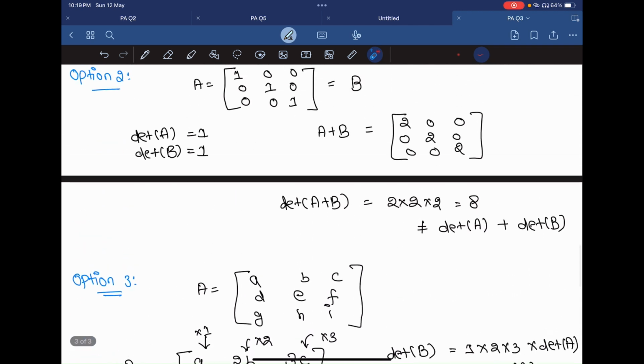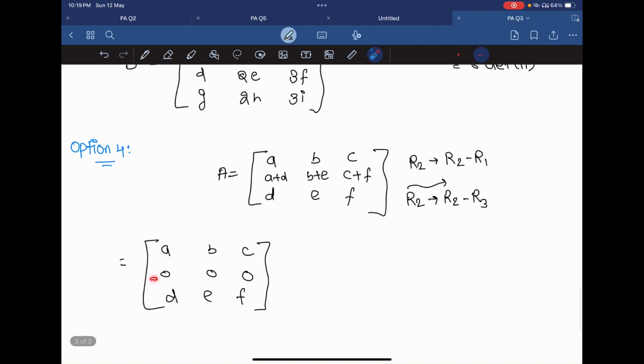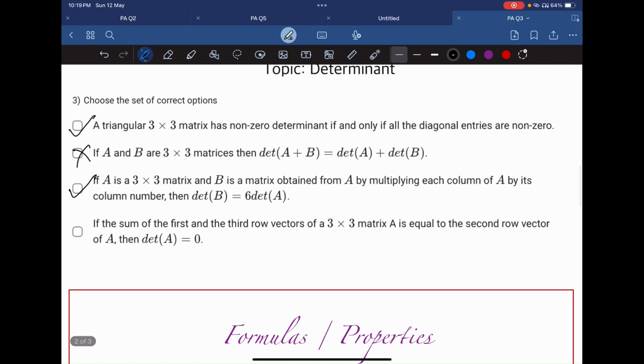And we have one fact of the determinant that for any n cross n matrix, if it has one or more 0 row or column, then its determinant is 0. So here, as we got one 0 row, then its determinant would be equal to 0. So we can also convert this as a fact that if one row is the sum of other two rows for a matrix, then in that case also the determinant of that matrix would be 0. Hence, option 4 is also correct.